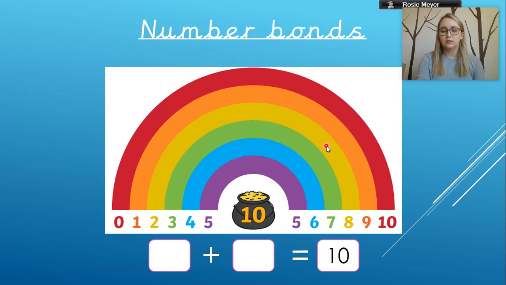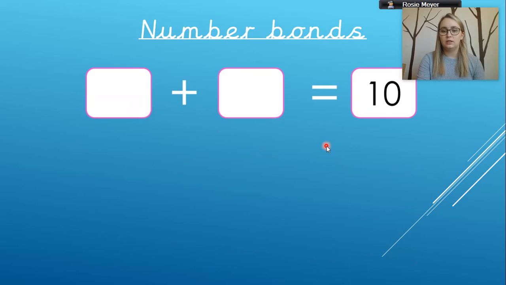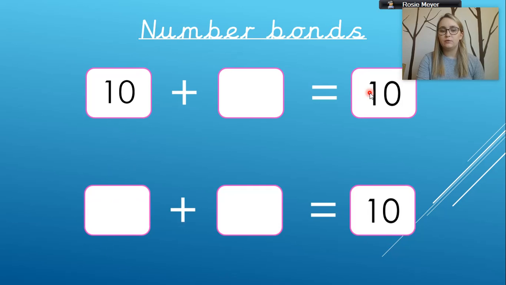So let's have a look. Here's our number sentence. We know that we need the addition sign because we're adding. We've got the equals sign that tells us our total. Our total is going to be 10 because we're making number bonds to 10. And the first one we've got here is 10. What am I adding to 10? What is the number that you pair with 10 to make 10?